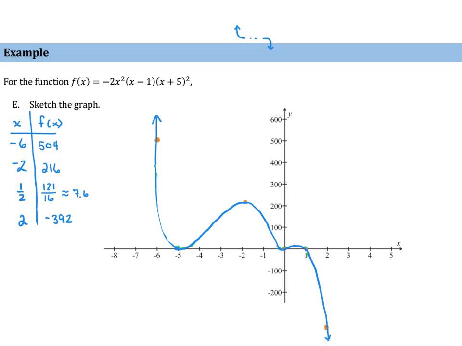So in my sketch, we have a turning point here. We have a turning point somewhere in here, here, and then somewhere in here. So we have 1, 2, 3, 4 turning points. And so that obeys the fact that we're supposed to have 4 or less turning points.